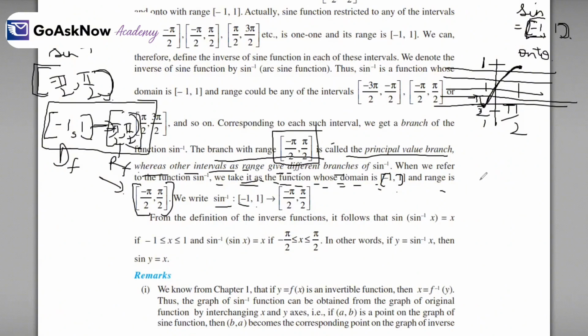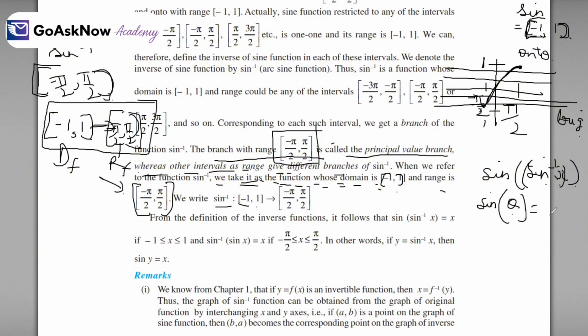From the definition of the inverse function, it follows that sine of sine inverse x is x. So if you have sine of sine inverse x, what will it give you? Just think of that. Sine inverse x will give you what? A trigonometric inverse will always give you an angle. So sine inverse x is giving you an angle, which you can say is theta.